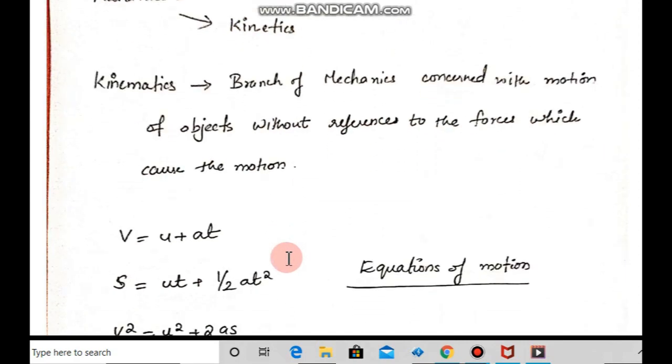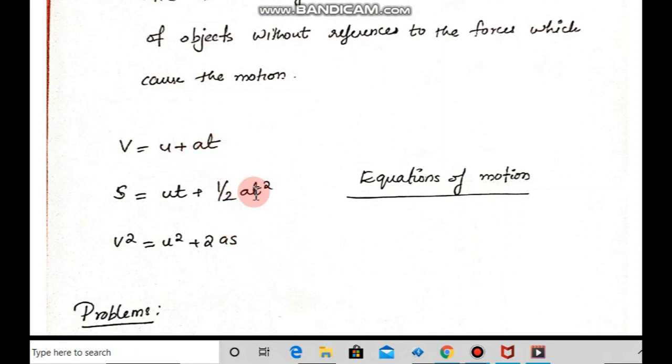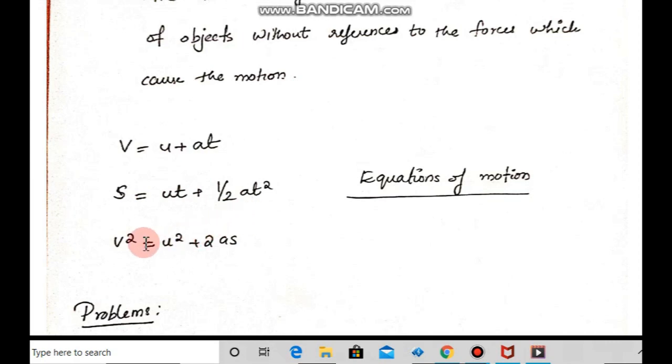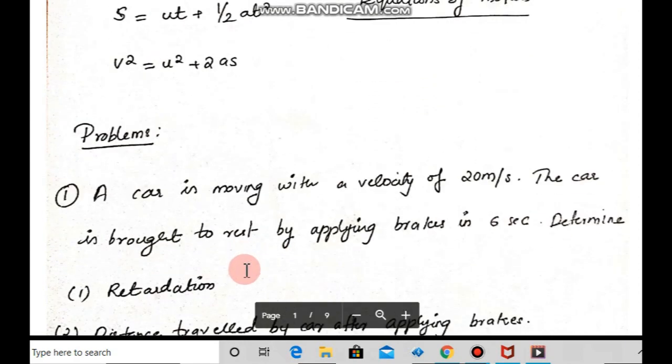Okay, now to do problems in kinematics, we are using the three equations of motion. We already know that acceleration is velocity by time, then velocity is distance by time, but those basic equations we will not be using for doing the problems. Make sure that you only use the equations of motion to solve the problems. So the first equation is v = u + at, s = ut + half at square, v square = u square + 2as, and the derivation of this has been given in the previous class. So next we will go to the problems in this topic.